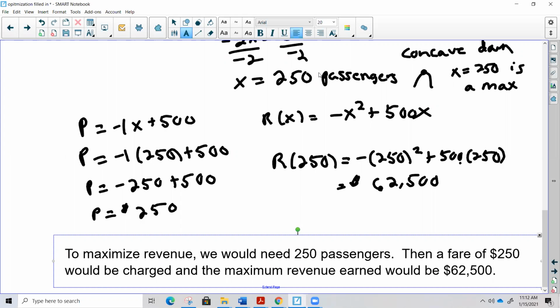62,500. So again, just make sure after you do the derivative and you find the critical point and verify that it's either a max or a min, you make sure you answer all of the parts, because generally these questions ask multiple parts. So you'll need multiple answers.